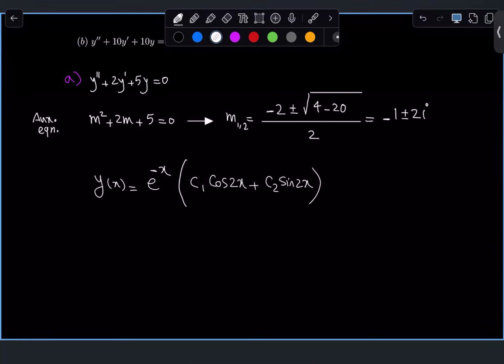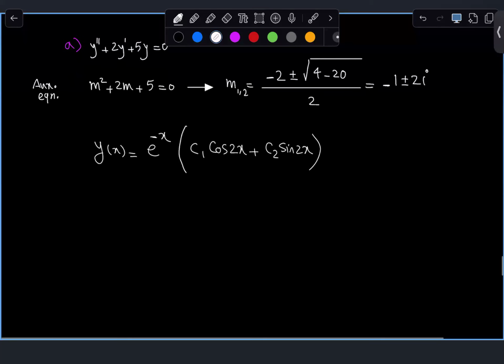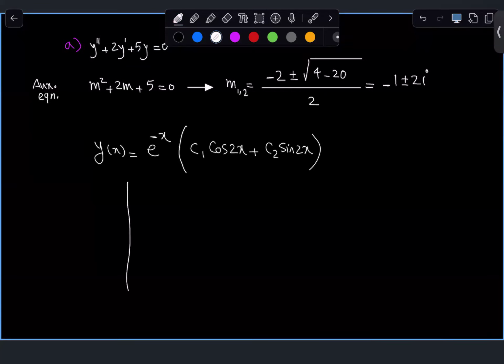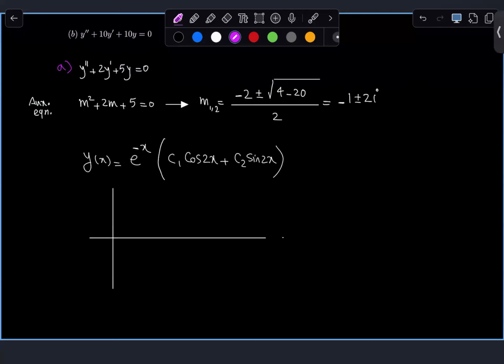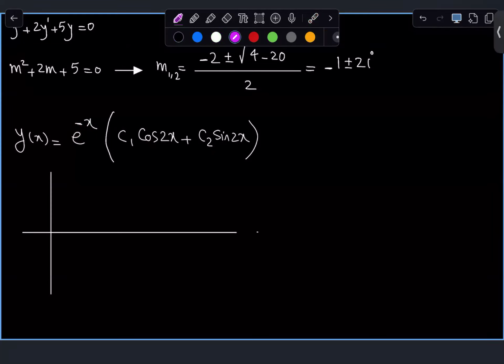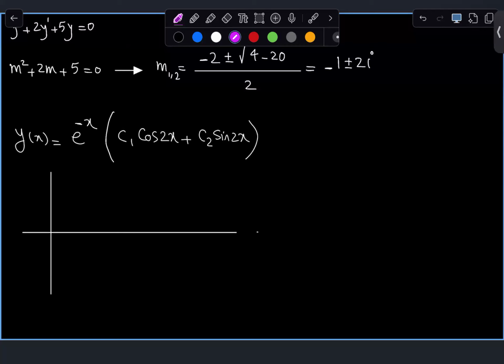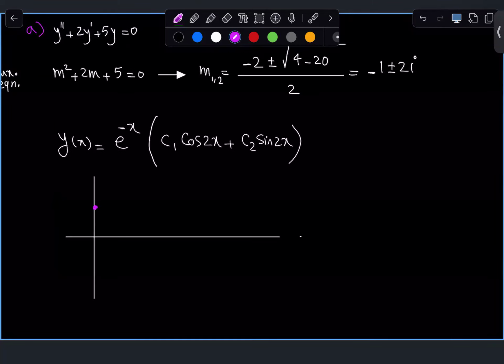I might ask you to just qualitatively show me the curve. So what does the curve look like? It's decaying. And is there any oscillation? There is, right? This part tells you there's oscillation. This part tells you it's decaying. So it will look something like this, maybe, depending on initial conditions, which are not given here but might be given to you. So it will do something like this.